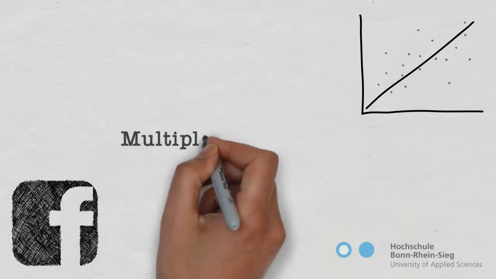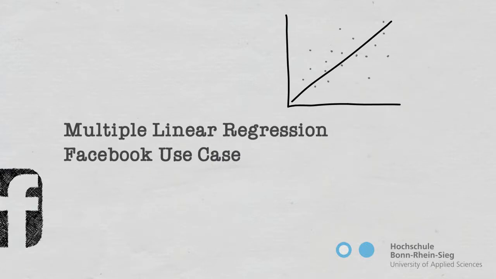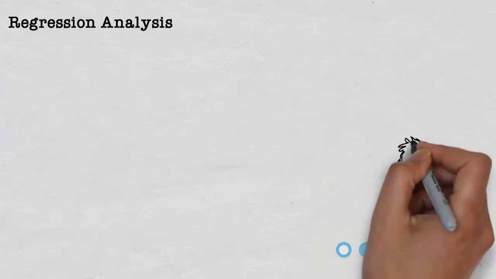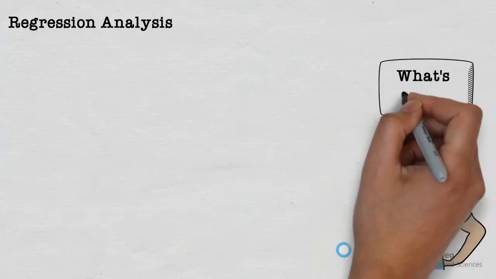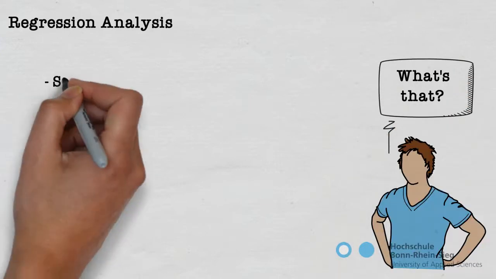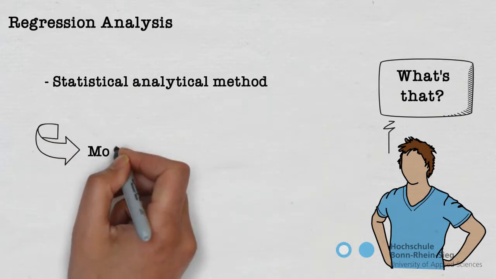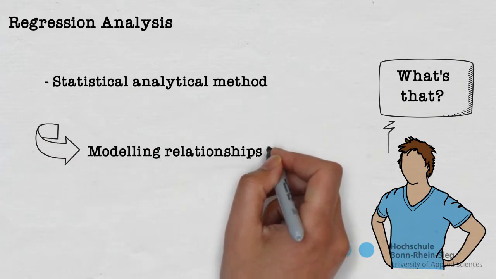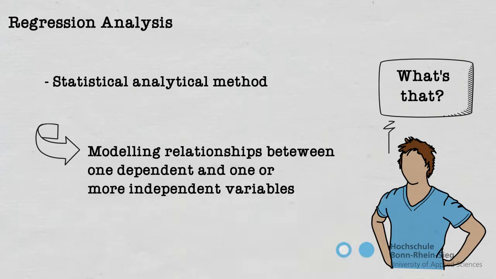Today we will learn something about multiple linear regression with special interest on Facebook use cases. So, looking at regression analysis, everybody is asking, what's that? First to say, it's a statistical analytical method. And not only that, but also it's modeling relationships between one dependent and one or more independent variables.